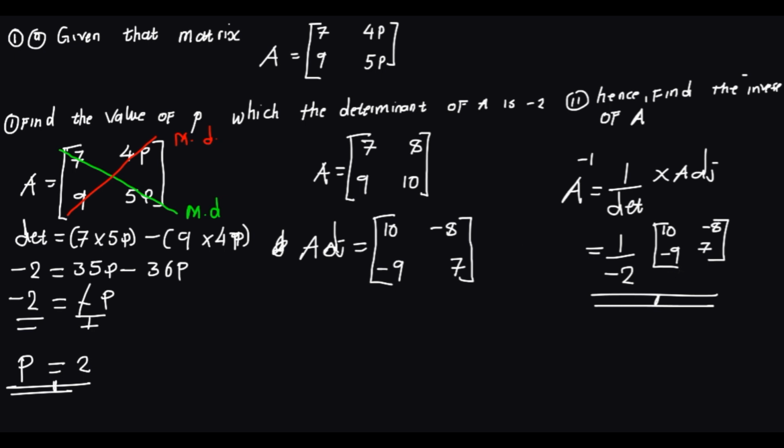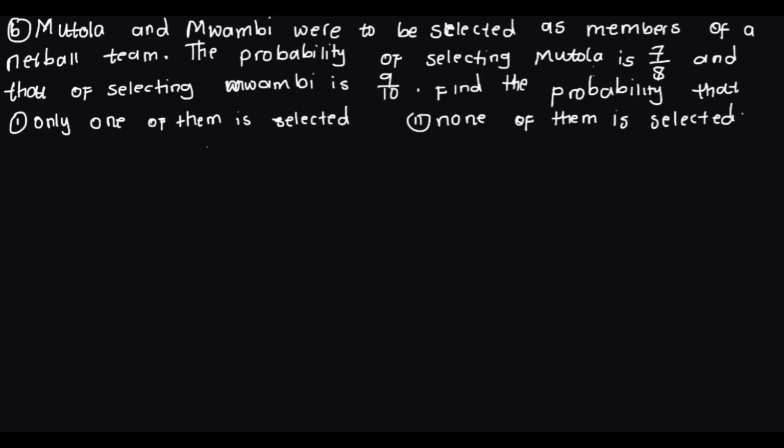Okay, so now we move on to question B. Mutola and Mwambi were to be selected as members of a netball team. The probability of selecting Mutola is 7 over 8, and that of selecting Mwambi is 9 over 10. Find the probability of Roman number 1: only one of them is selected. So we have been given the probability of selecting each, and the question is only one of them is selected.